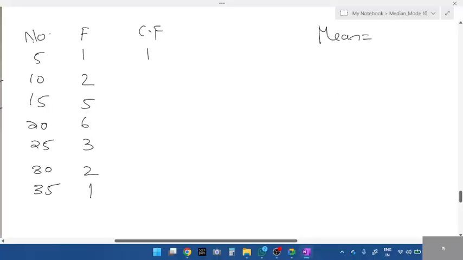What is mean when two values are given? Summation of? No, no, no. When two values are given, it's not sum. I think you have to.